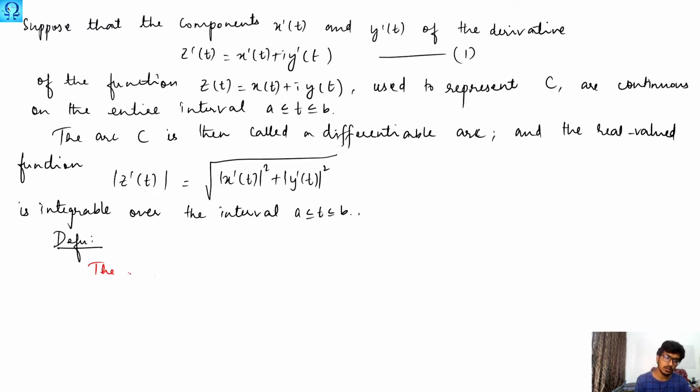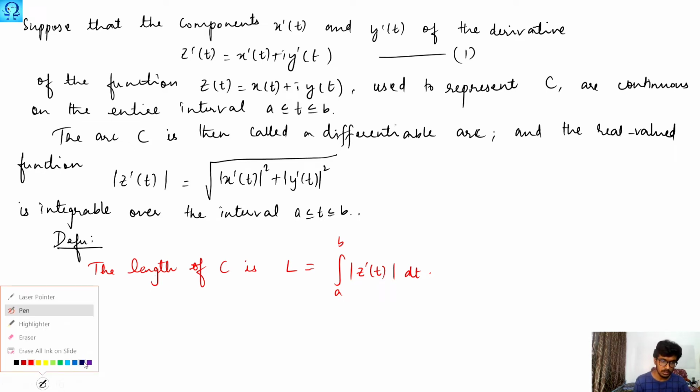The length of the curve C is denoted as L, which is the integral from a to b of the absolute value of z prime of t dt. Okay, here let me make a note.